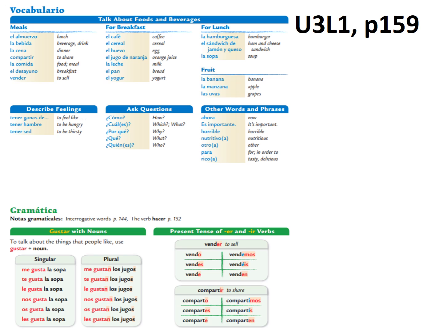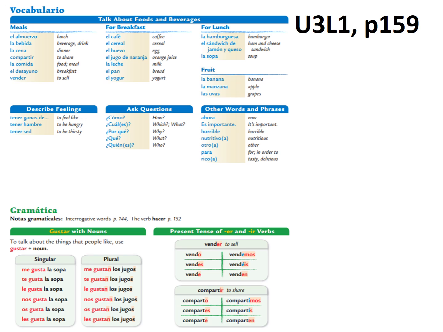For lunch, la hamburguesa, hamburger. La hamburguesa con queso then would be a cheeseburger. El sándwich de jamón y queso, ham and cheese sandwich. La sopa, soup. Fruit, la banana is a banana. La manzana, apple. Las uvas, grapes.